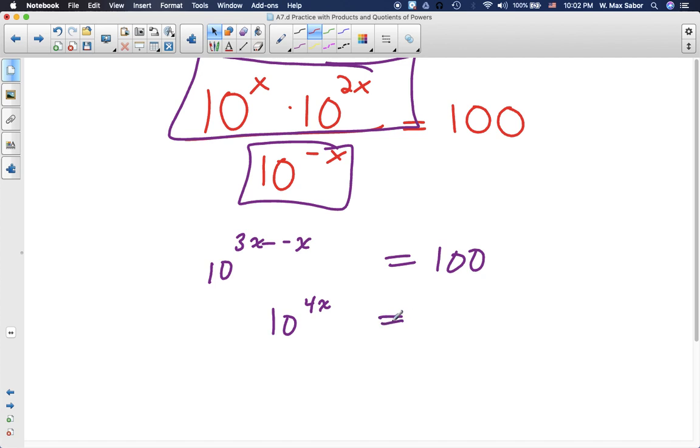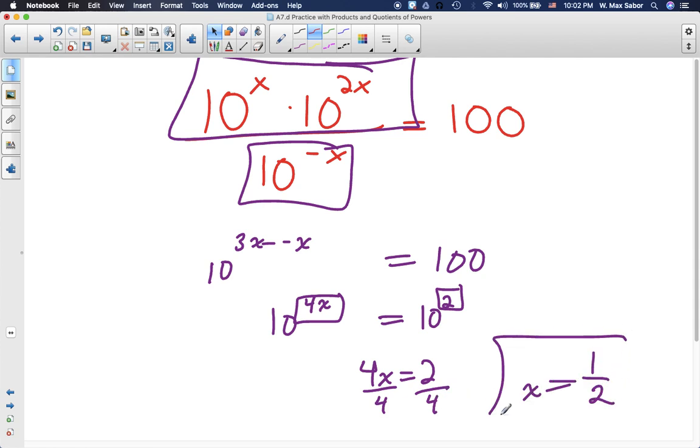And 100, we're trying to say 10 to some power. Well, 10 to the second power is 100. So we can rewrite 100 as 10 squared. Now we can set those exponents equal and say 4x equals 2. Dividing by 4 gives x equals 1/2.